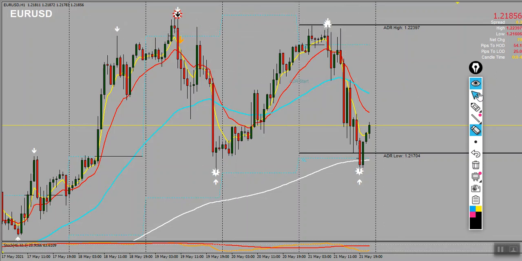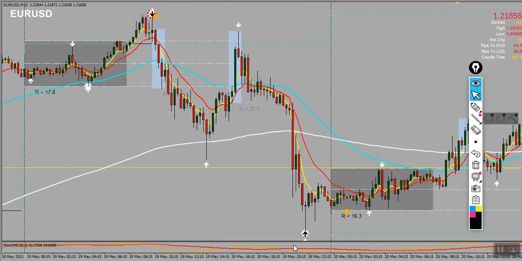Moving on to the last pair. Okay, so this is Euro USD M15 time frame. A nice sell setup there, exit point, right?